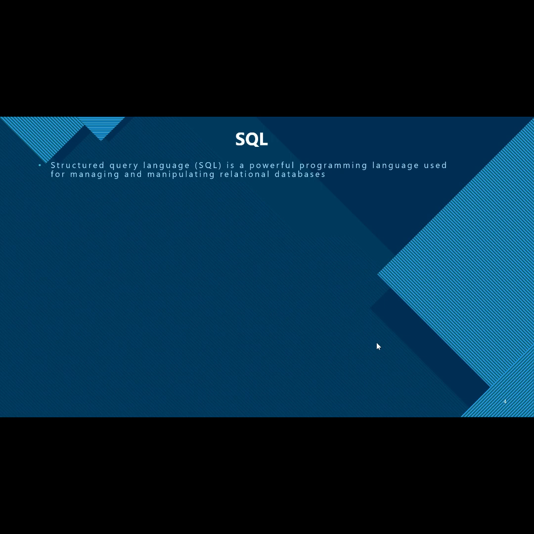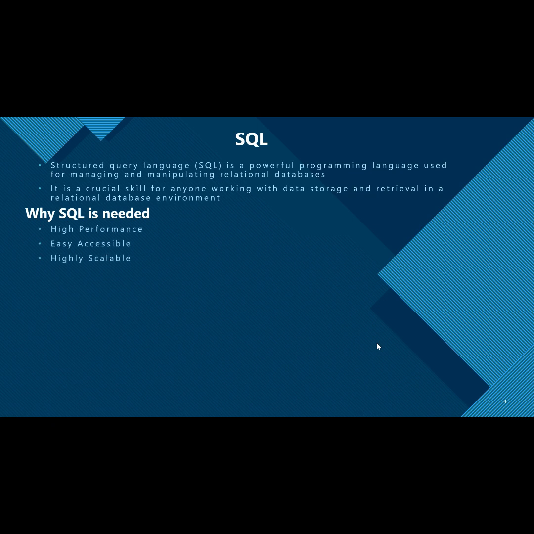SQL means Structured Query Language. It is a very powerful programming language used for managing and manipulating relational databases. It is a very crucial skill for anyone who is working with data storage and retrieval in a relational database environment. Now, why is SQL needed? It is high performance, easily accessible, highly scalable, has good transactional support, and it is free and open source. So anybody can use SQL. And apart from this, we have multiple aspects why we are approaching SQL. It is very, very easy to learn and it has a broad application in the analytical environment.